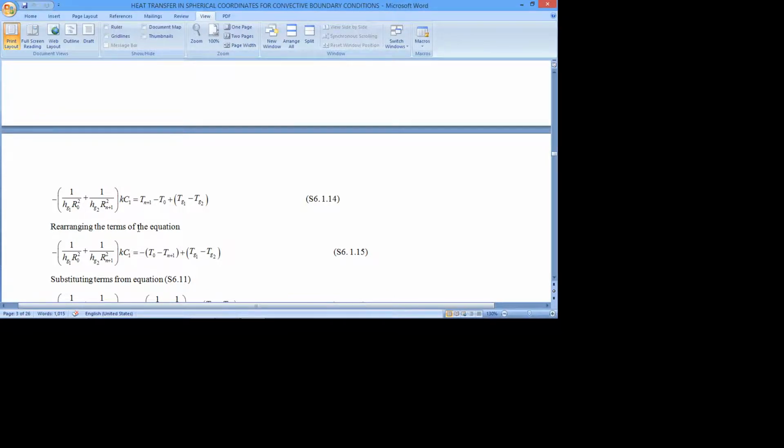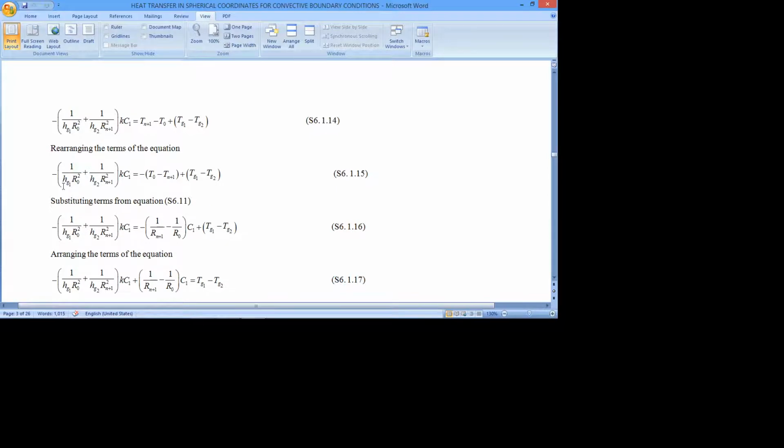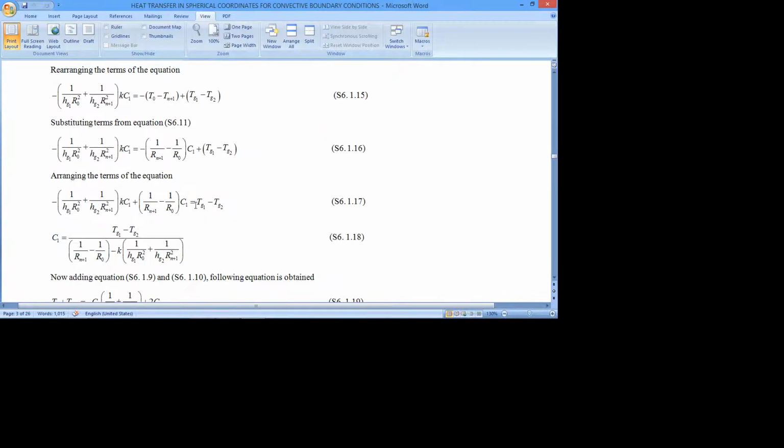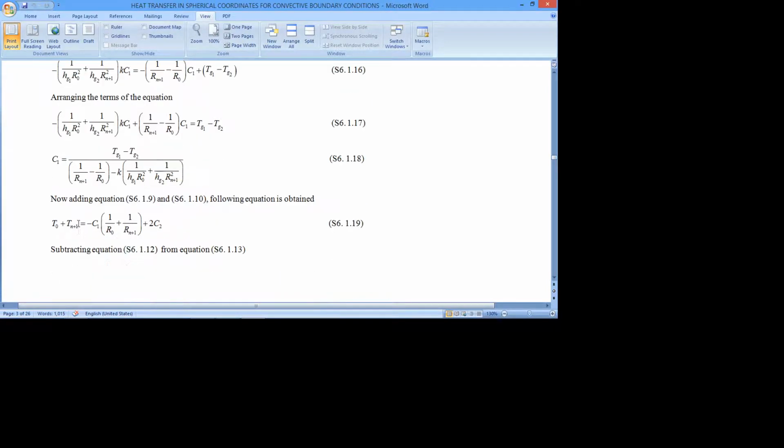After that, rearrange it. If we rearrange it, we will get this in this particular format, substituting this from equation 6.11. So practically here this one. You are substituting this here and then arranging the terms. So finally you got the constant C1. So C1 is totally in terms of known parameters.